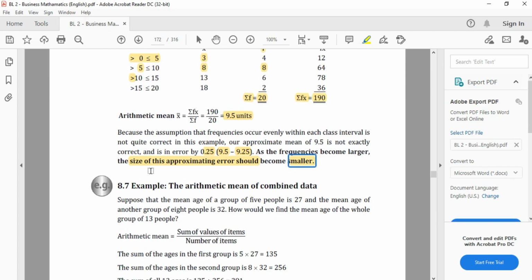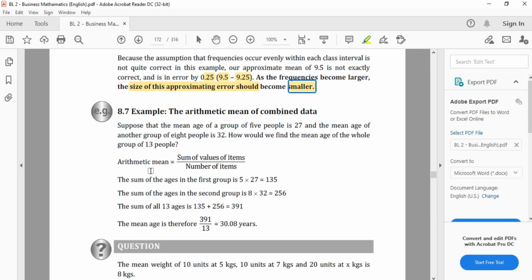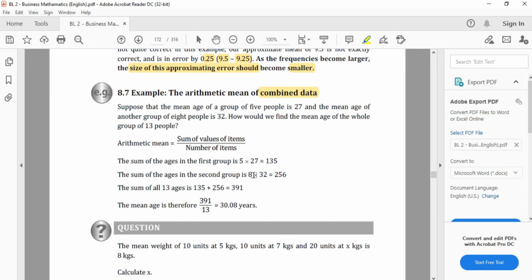Okay, so in such ways only it comes. Right, so now let's see arithmetic means of combined data. Now we had group data, now we have combined data. Suppose that a mean age of a group of 5 people is 27 and the mean age of another group of 8 people is 32. How would we find the mean age of the whole group of 13 people?